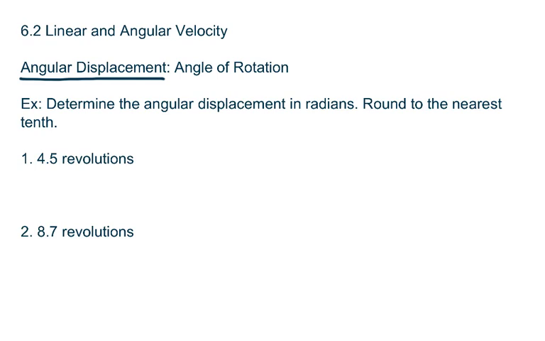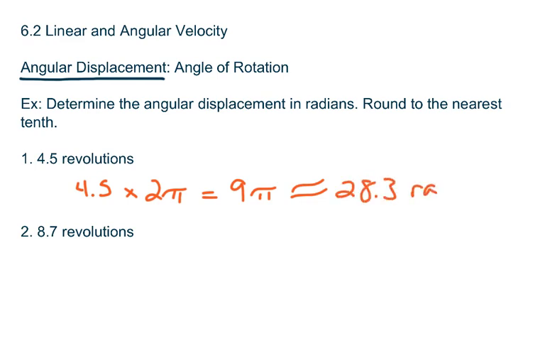Or we could turn it into just a number without pi and take 2 times pi, which would be 6.28 something radians. Okay, so in these first couple of examples, determine the angular displacement in radians, rounded to the nearest tenth. So 4.5 revolutions: we're going to take 4.5 times 2 pi, because there are 2 pi radians in one revolution, 360 degrees. 4.5 times 2 pi is 9 pi, and you can type 9 pi in your calculator and you would get something along the lines of 28.3 radians. And that would be your answer there, 28.3 radians.